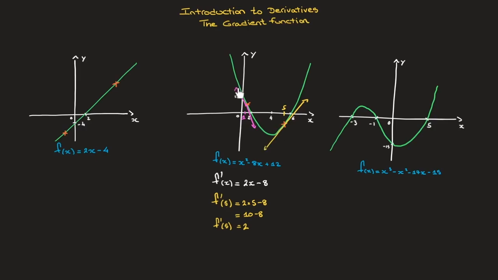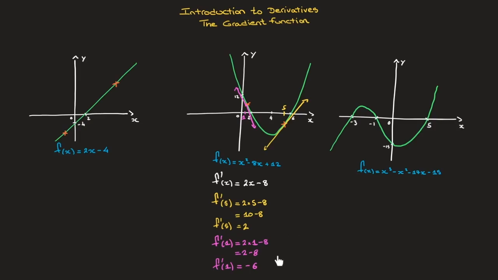Now let's find the gradient of this pink tangent, which is going down as we go from left to right. Remember, that's the tangent at the point whose x-coordinate is 1. So to find the gradient, I replace every x I see inside the derivative by 1. And that would be f dash or f prime of 1, which equals 2 times 1 minus 8. In turn, that's equal to 2 minus 8. And finally, f prime of 1 is equal to negative 6. Done. So this pink tangent, and therefore the curve at this point, has a gradient equal to negative 6.